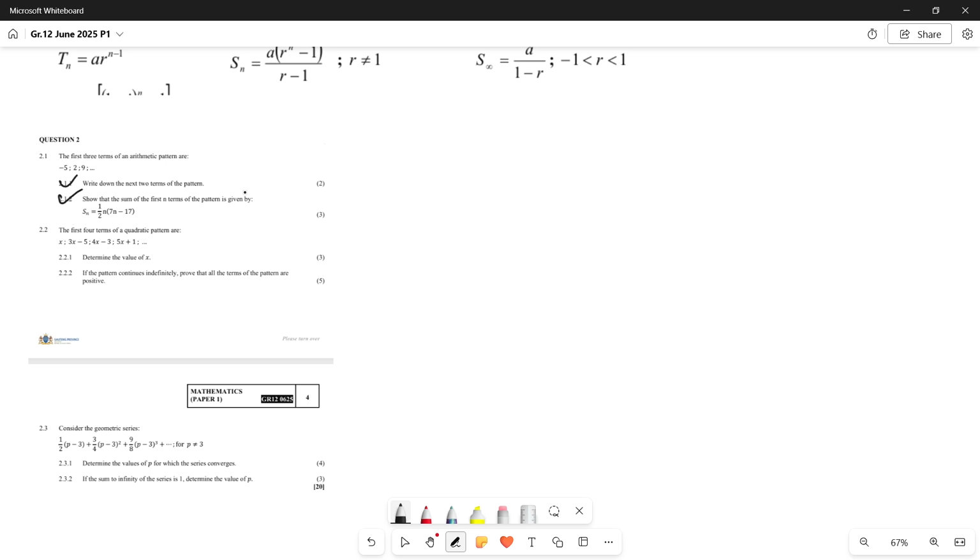So 2.2, the first 4 terms of a quadratic pattern are this. A quadratic pattern has a constant second difference, not a constant first difference. So they love this question. 2.2.1, determine the values of x, 3 marks.